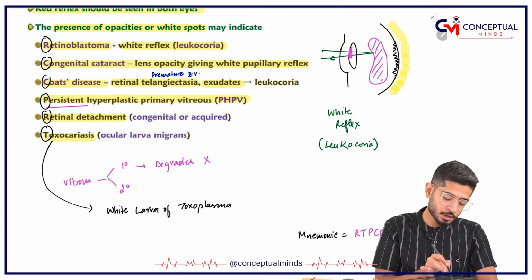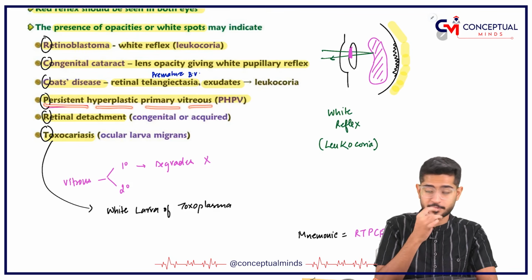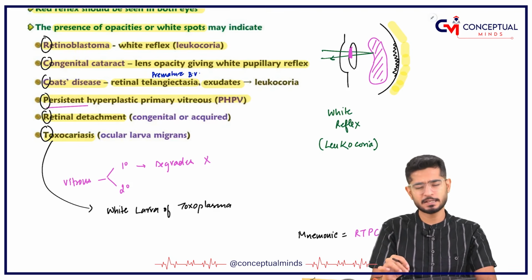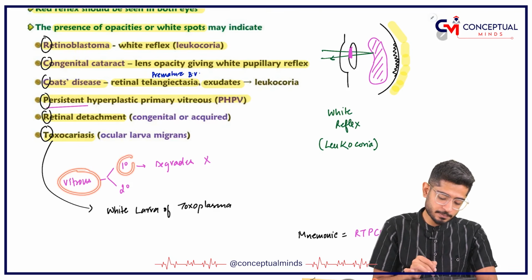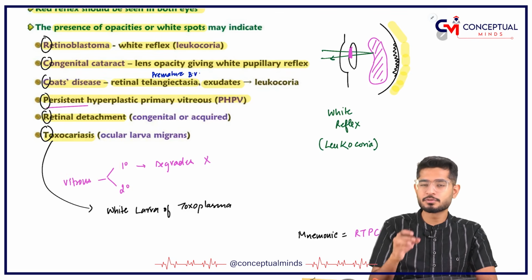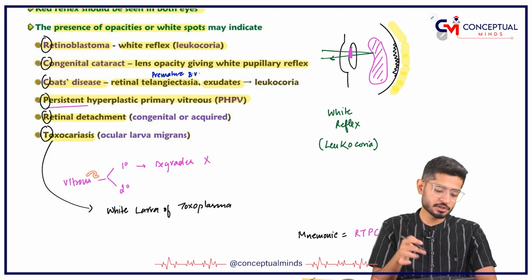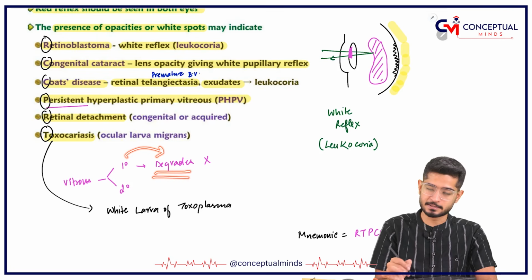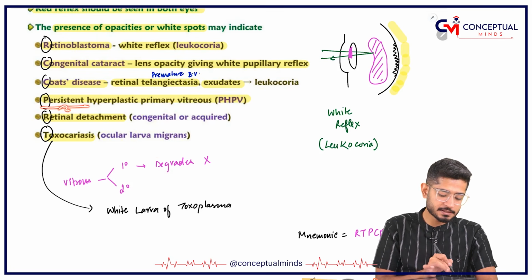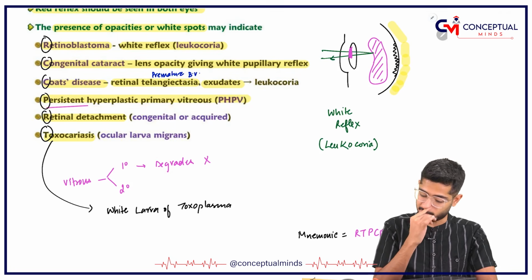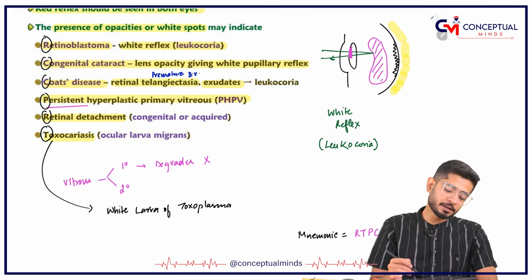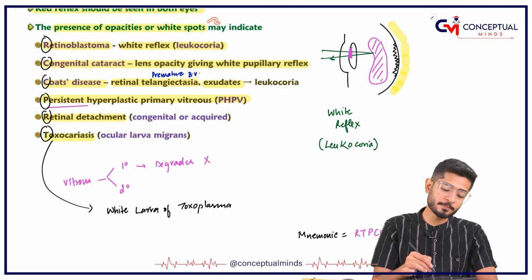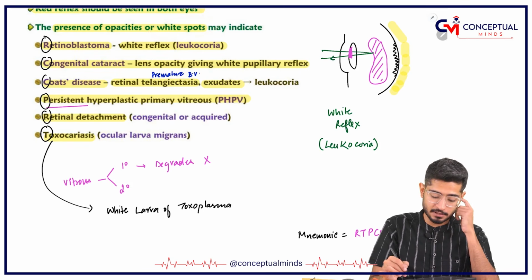One more important condition, persistent hyperplastic primary vitreous. Now what is this? Actually it is a domain of the ophthalmology faculty, but I'll just give an insight. Vitreous is of two types, primary vitreous and secondary vitreous. You know vitreous humor, aqueous humor. Primary vitreous is something that degrades. If it is not degrading, it is going to be persistent, called persistent hyperplastic primary vitreous. And this is responsible for what? White spots, a white reflex can be generated.